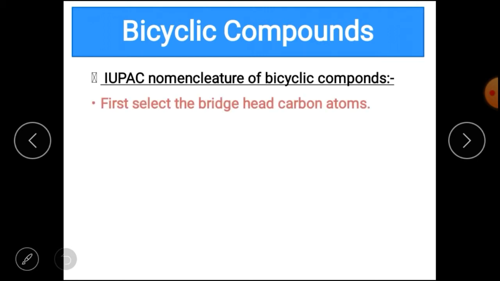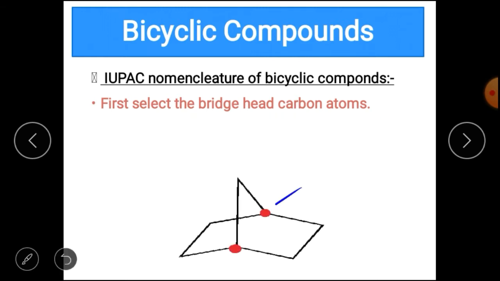First select the bridgehead carbon atom.